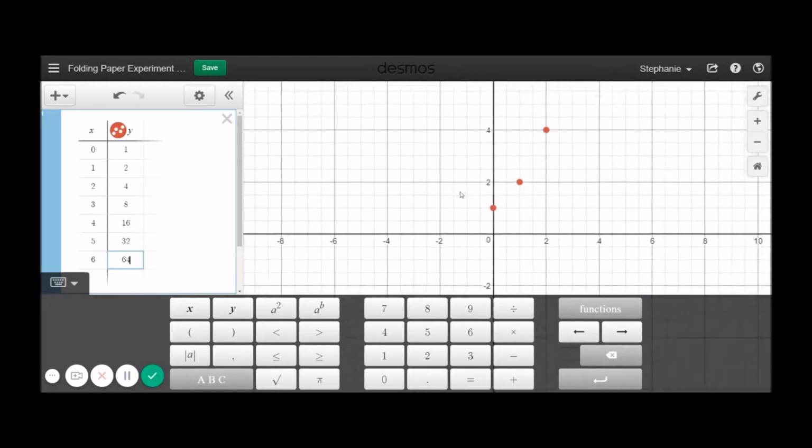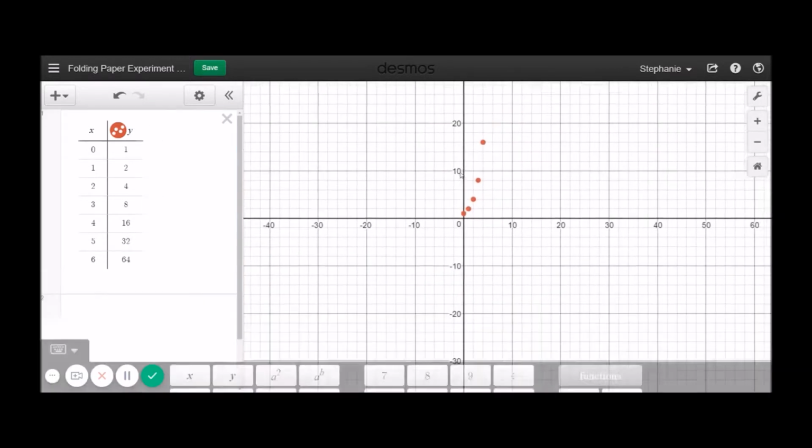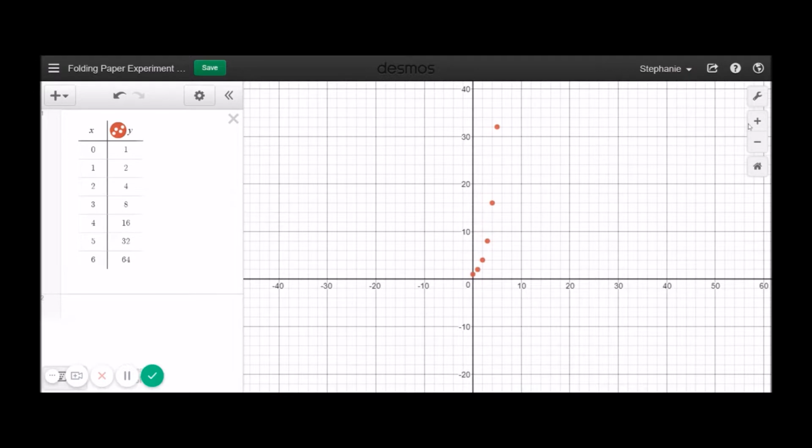Now you're going to need to zoom out so that you can actually see more than just a couple of your data points. So you can use the plus and minus arrows over here. So you want to be able to see probably 4 or 5 of them. We can see when we look at this data that it's not in a straight line, so we know right off the bat that it's not linear. This one's what's called an exponential function.